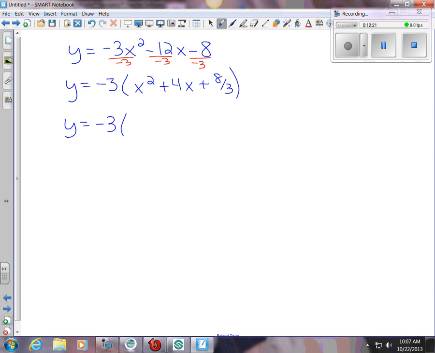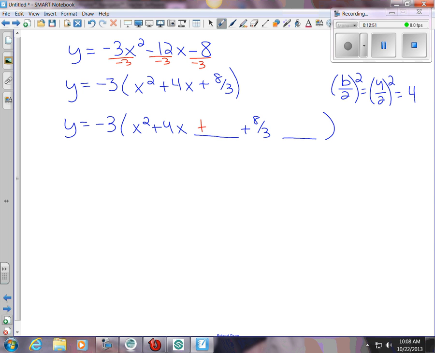So, is 8/3 a perfect square? I want it to be, though, right? So that means I have to find a new C term. Okay? I've got two blanks to fill in, right? How do I find my new C term? Great. What's B? 4. So it's 4, right? What am I going to do? Add 4, subtract 4.